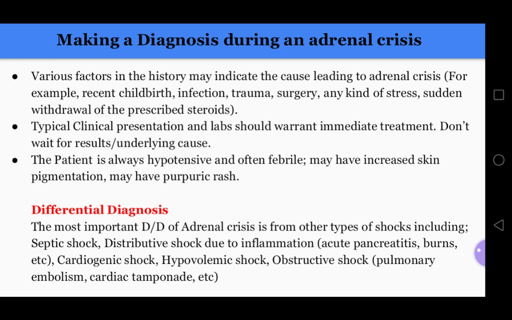Differential diagnosis. The most important differential diagnosis of adrenal crisis is from other types of shock, including septic shock, distributive shock due to inflammation such as acute pancreatitis and burns, cardiogenic shock, hypovolemic shock, obstructive shock, that is pulmonary embolism, and cardiac tamponade. So you have to keep in mind all these differentials.